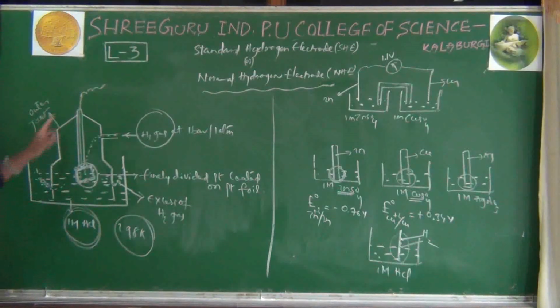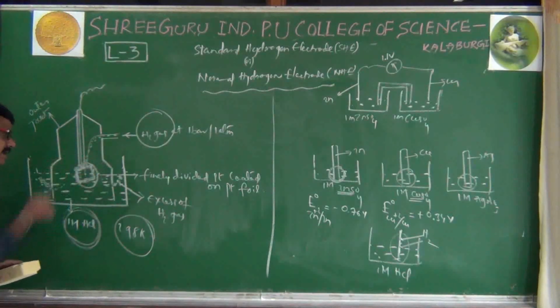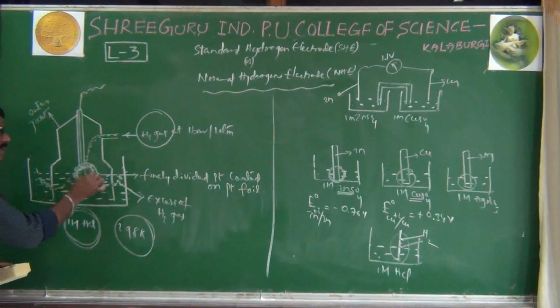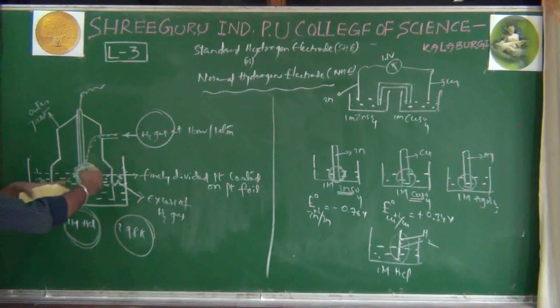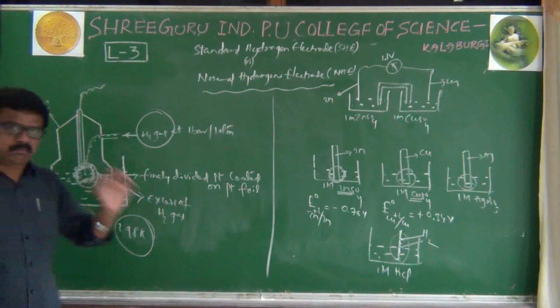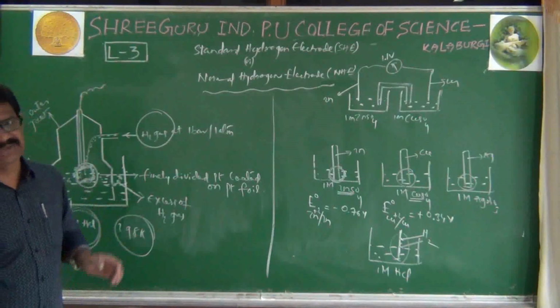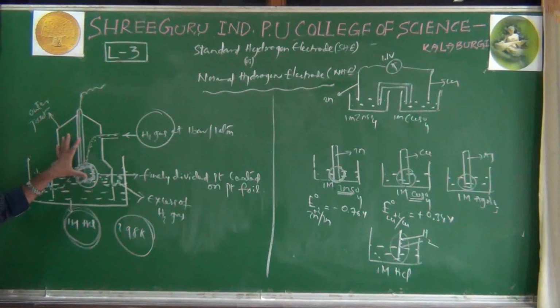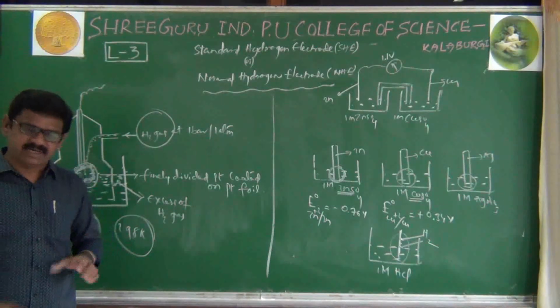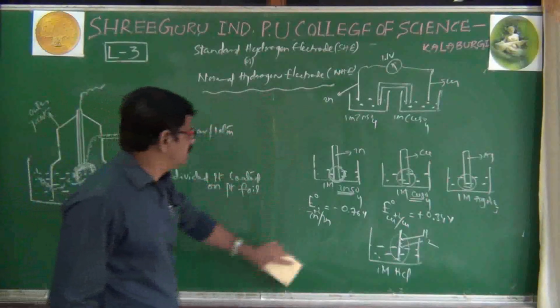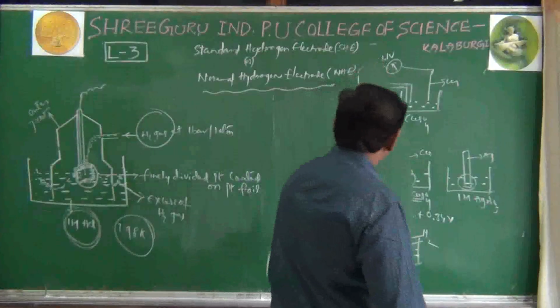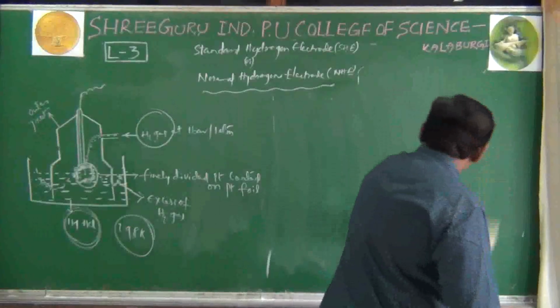Right. Now, our SHE, and before that, here hydrogen gas we are sending, and that hydrogen gas is coming and absorbing, and excess hydrogen gas is going from the outlet. Now, our SHE can act as both anode as well as cathode. If SHE is acting as anode, oxidation is taking place. If our SHE is acting as cathode, definitely a reduction will take place. Now, we will write both anodic reaction as well as cathodic reaction of SHE.